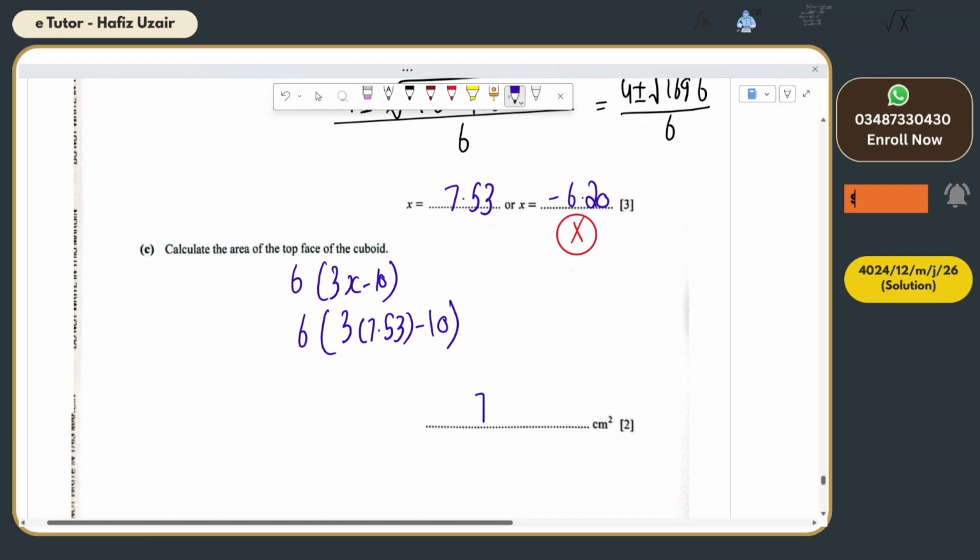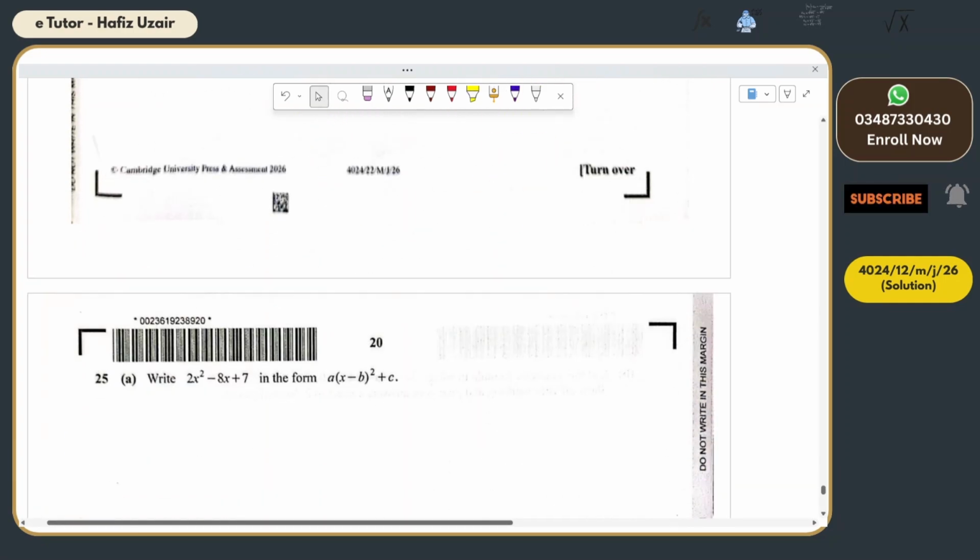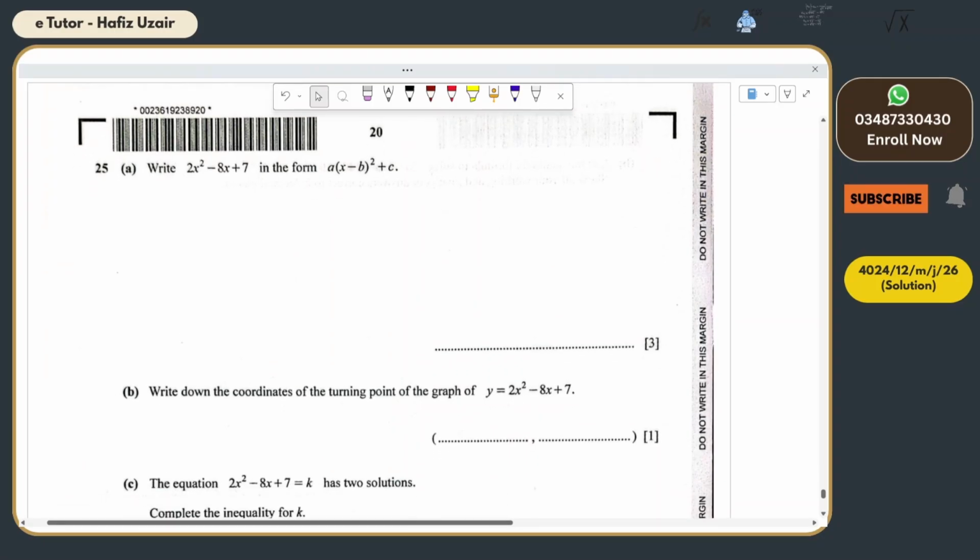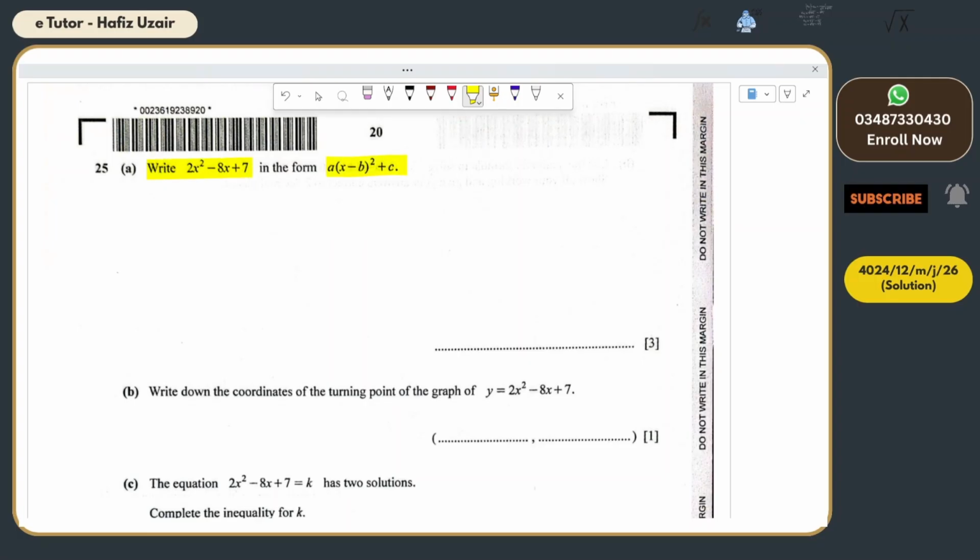75.54. Okay. Let's move to question number 25. In question number 25, you need to write 2x square minus 8x plus 7 in the form a bracket x minus b whole square plus c. Now let's write this equation again, 2x square minus 8x plus 7.